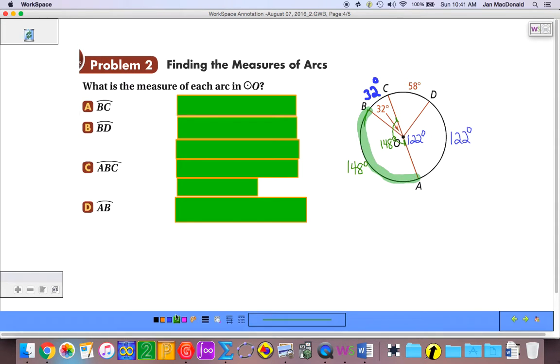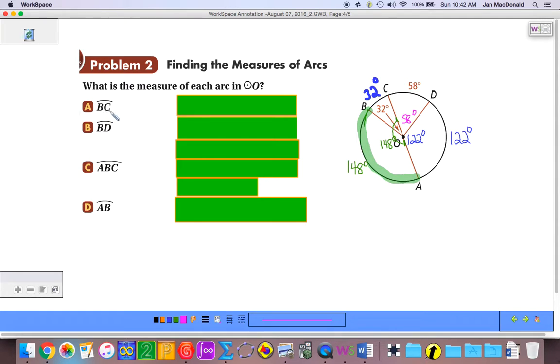Okay, so let's make sure before we move on that all of our math is correct. We know all the central angles of a circle should add up to 360. So let's just double check. 32 plus 58 plus 122 plus 148 is in fact 360. And likewise, all the arc measures on a circle should add up to 360. Now I can come on over and answer these questions.